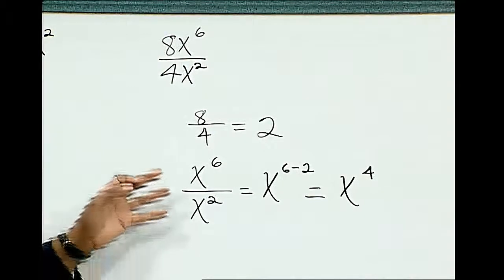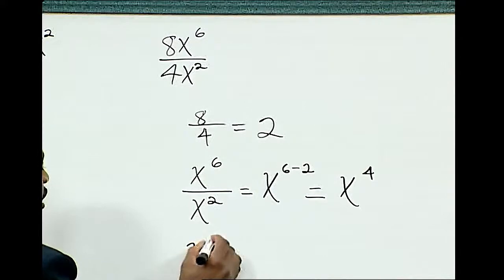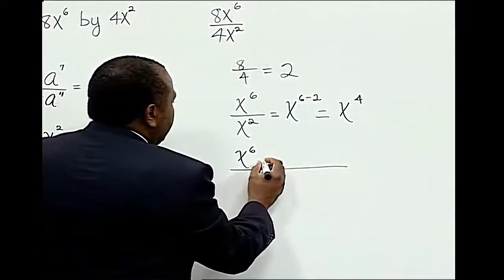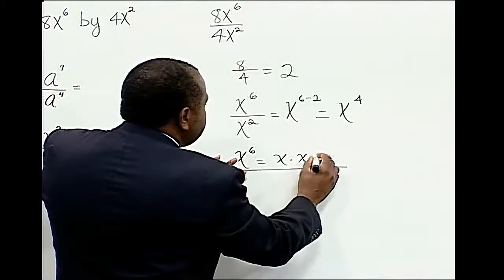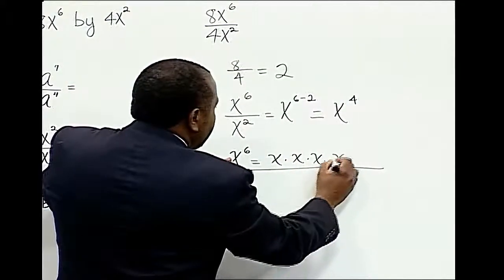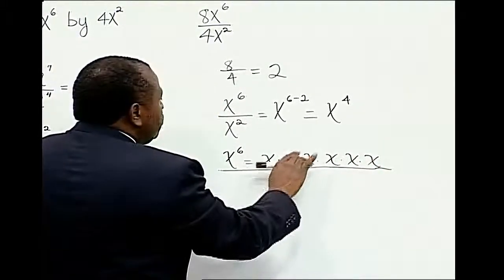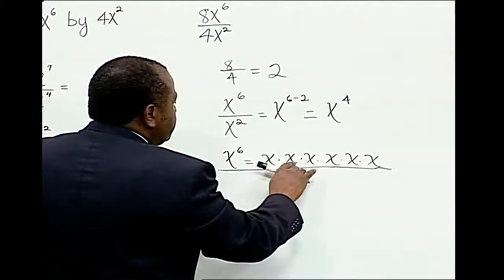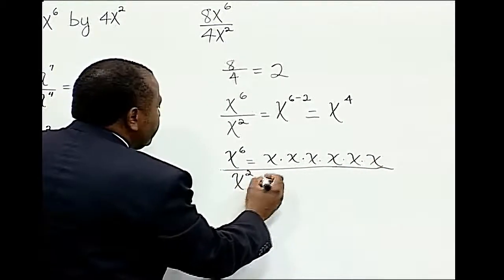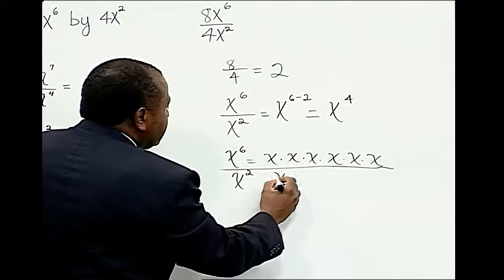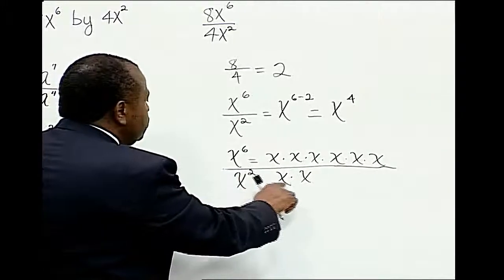We can also do this problem another way by expanding out x to the 6th power. X to the 6th power means x times x times x times x times x times x. Make sure you have 6 x's: 1, 2, 3, 4, 5, 6. X to the 2nd power is the same as x times x. Make sure that you have 2 x's.